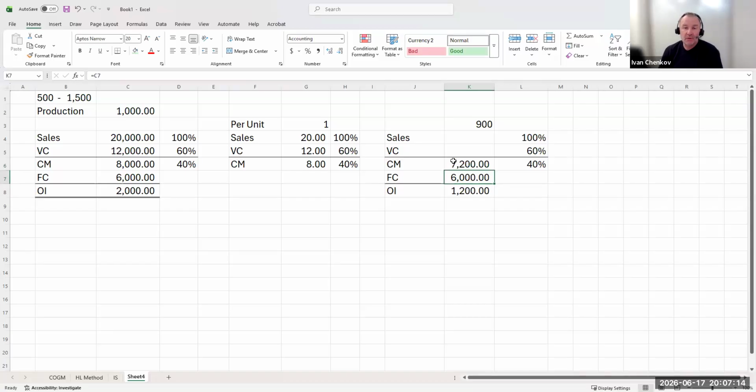Do you have to calculate the sales and then deduct the variable cost? Well, if you want, you can. But again, since we're not changing the sales price per unit and variable cost per unit, contribution margin is going to stay $8 per unit. Times 900, that's the shortcut. Get the 7,200, deduct the fixed cost, see what's going on.